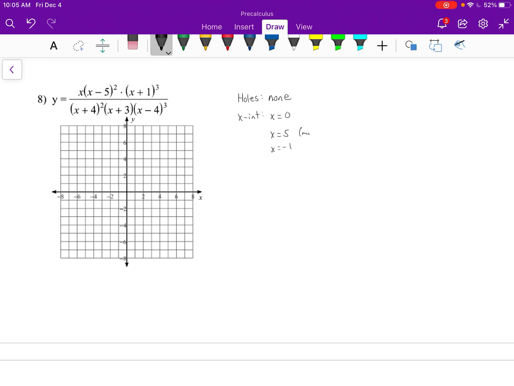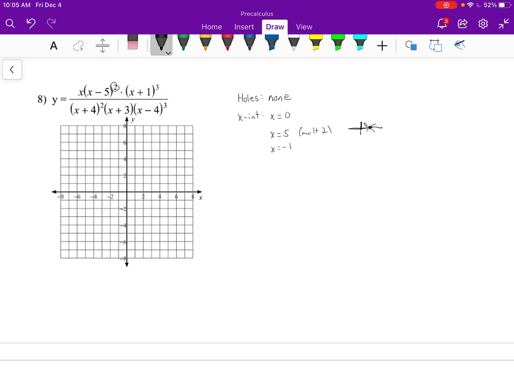We have x equals 0, x equals 5, and x equals -1. At x equals 5, this is multiplicity 2 because it is squared. Multiplicity 2 means it has to bounce off or change direction on the graph. So at 5, it will touch and go back up, or if it's coming from the bottom, it will touch and go back down. One of those two options there.